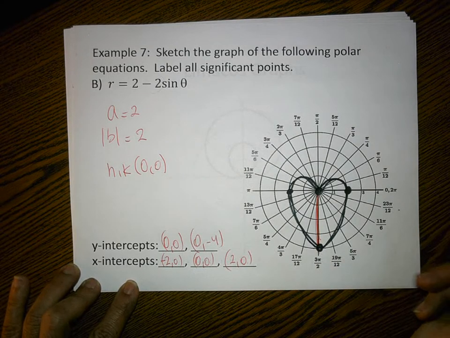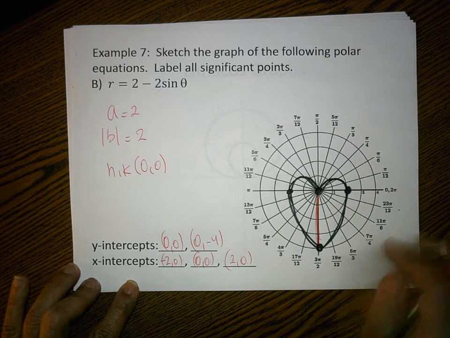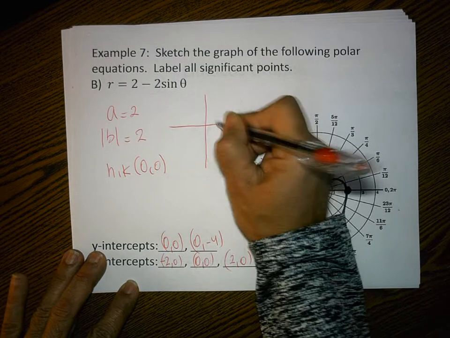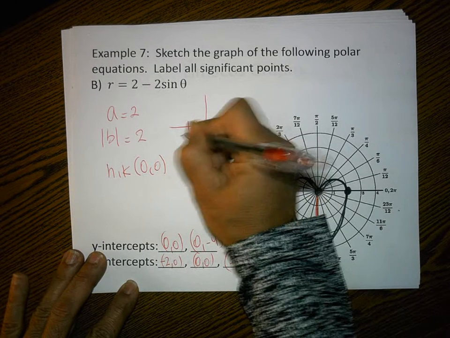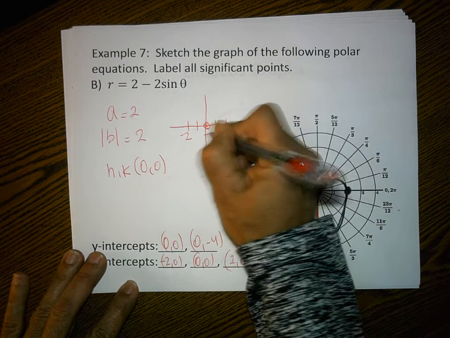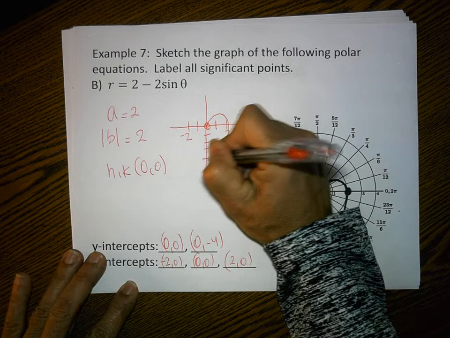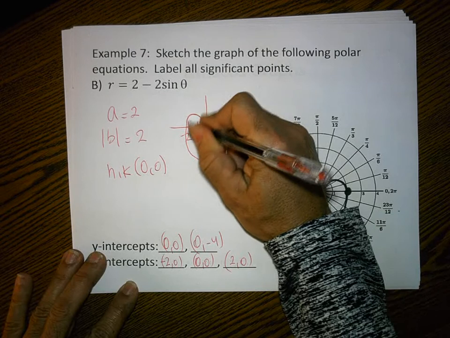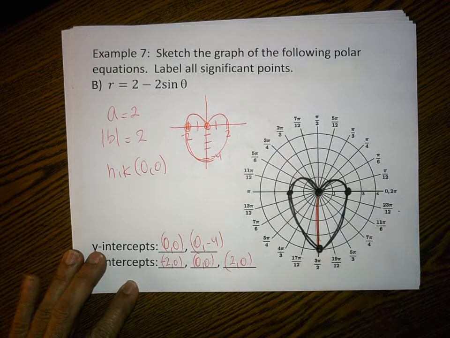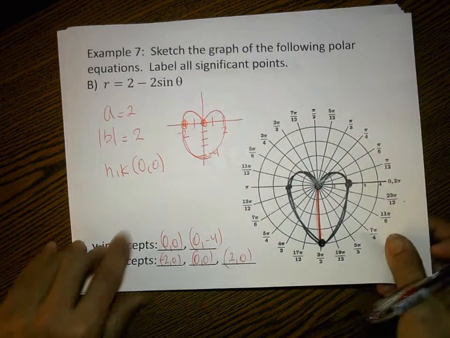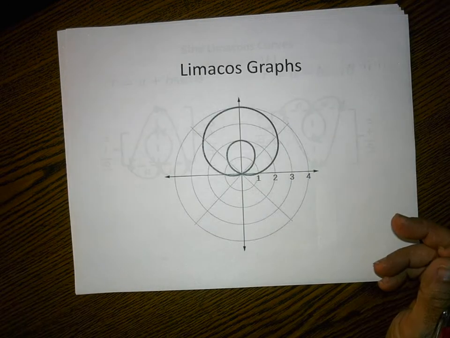Now, of course, I don't expect you to have a nice polar graph grid like this. You can do it freehand. 1, 2, -2, 0, 0, 1, 2, 3, -4 is down here. There is your graph. No need for a polar graph grid. Everything should be labeled nicely. All right. Let's go ahead and do a limaçon.